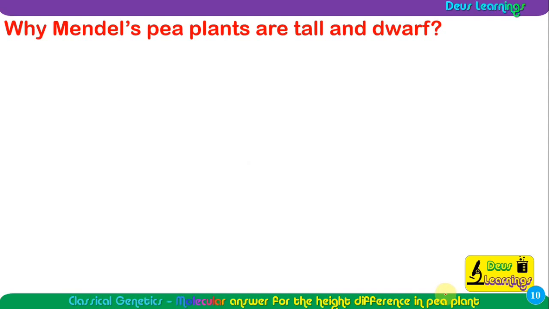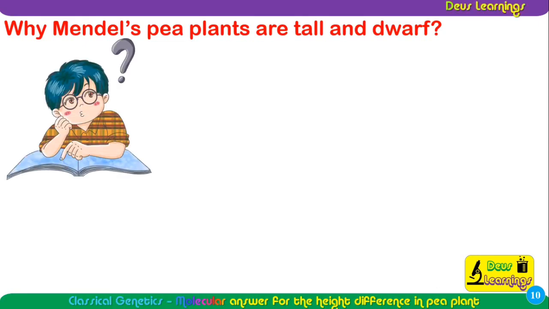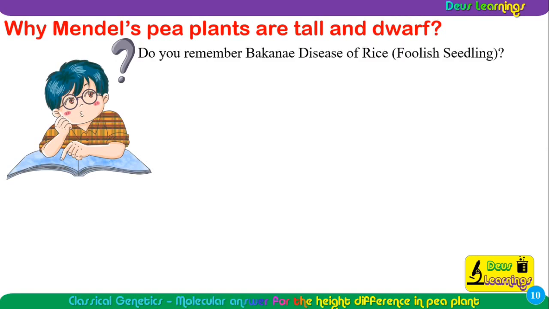Then why are Mendel's pea plants tall and dwarf? That's a good question. I also used to puzzle over why some plants are tall and some are dwarf. Before trying to understand, I want to take you back to the chapter on growth and development in plants. If you remember, there was a term, Bakanae disease. The Japanese farmers saw some rice seedlings which were very tall. Do you remember why it happened?